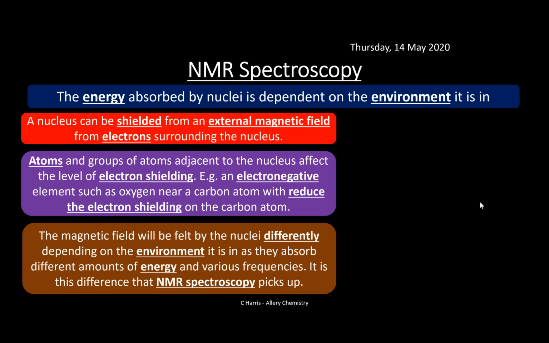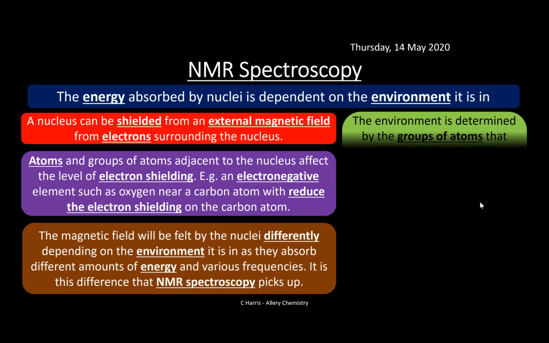So depending on the shielding, what affects that is the shielding, and the shielding is impacted by what that carbon atom or hydrogen atom, because this is the type of NMR we're looking at, is actually next door to, because that will affect the level of shielding. Okay, so I hope that's making sense so far.